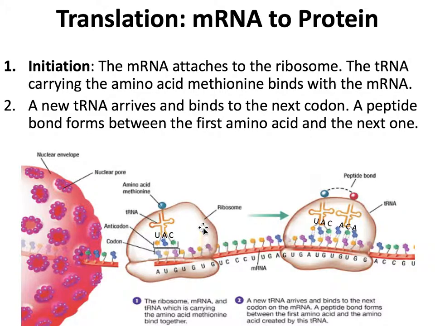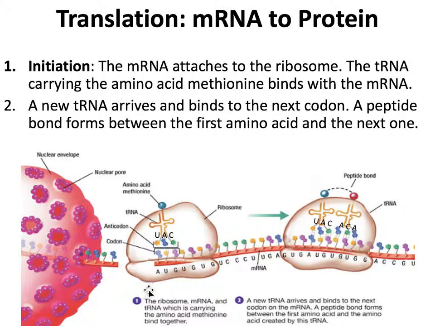So during initiation, the ribosome attaches to the mRNA strand, and the very first tRNA is going to attach to the mRNA strand. If you remember, the start codon on the mRNA is always AUG. That is the start codon. So the first tRNA that's going to bond with AUG is going to have the anticodon UAC. If you remember, the tRNA has anticodons, the mRNA has codons, and they are complementary. So A goes with U, and G goes with C.